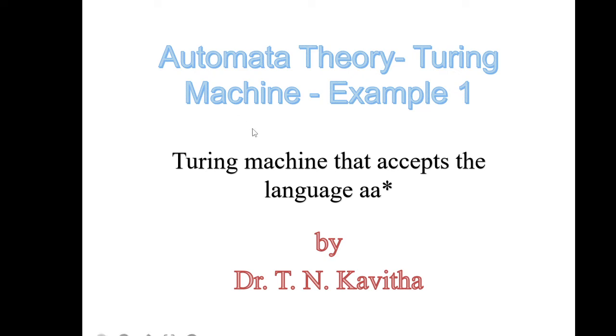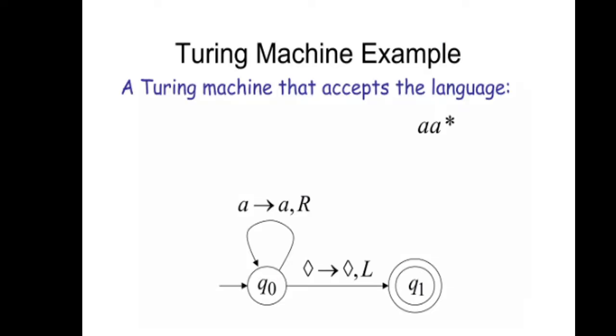This is our example 1. Actually, what does that example mean? A Turing machine that accepts the language A star. That means any number of A's can be accepted by the machine. Like that we need to design the Turing machine.